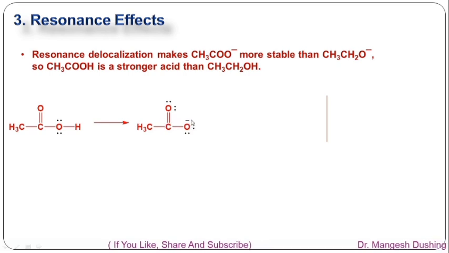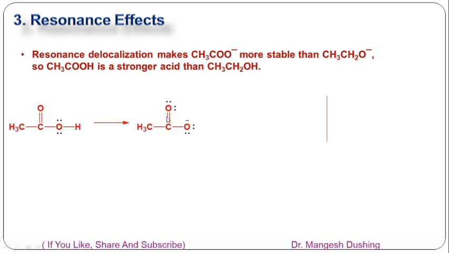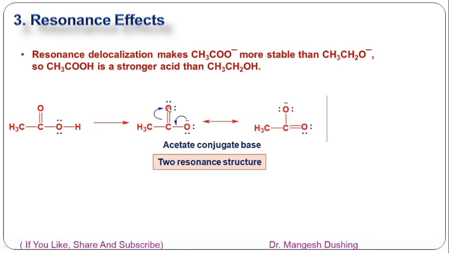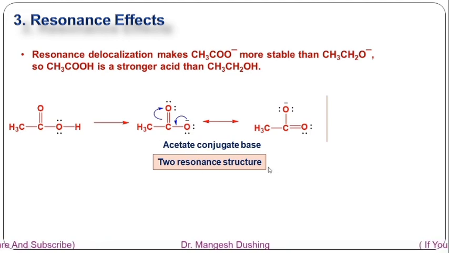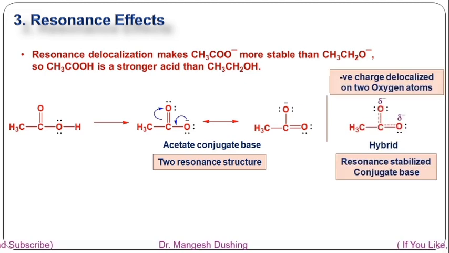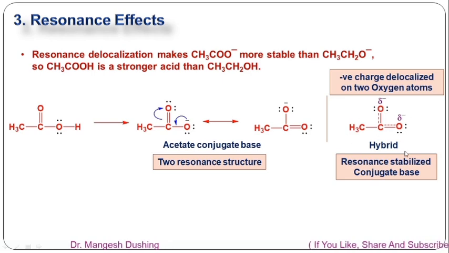negative charge, and this is in conjugation with this pi bond. So what will happen? These electrons come here, so this single bond becomes a double bond, while this pi bond will break and O minus will form. So we will get this another resonating structure. So this acetate conjugate base has two resonating structures, two canonical structures, two resonance structures. So negative charge is delocalized over these two oxygens. This is the resonance hybrid of this acetate ion. So resonance stabilizes the conjugate base.